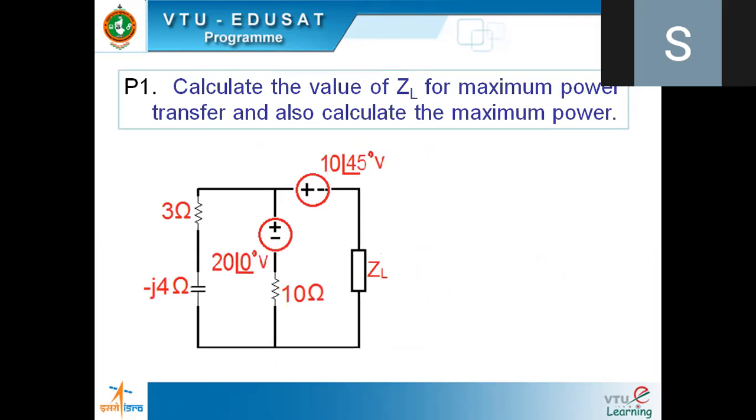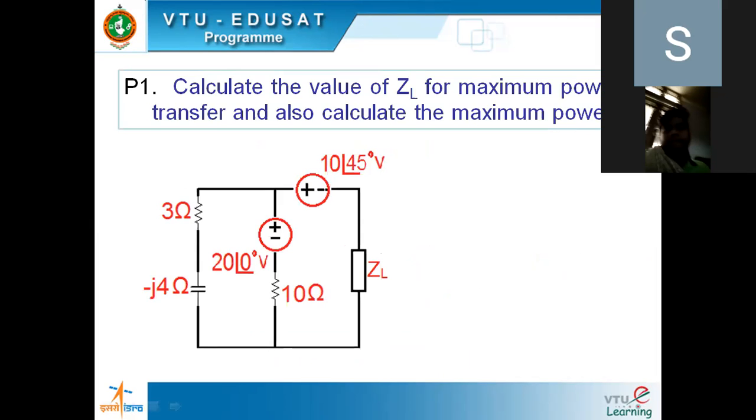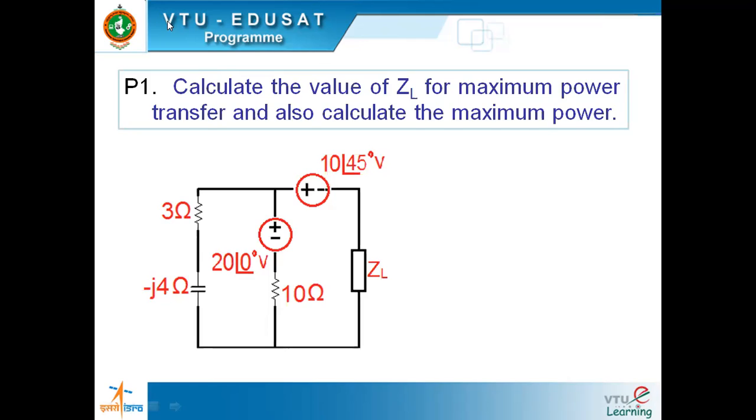Calculate the value of ZL for maximum power transfer and also calculate the maximum power. This is how the questions would be. See here, you have to calculate the value of ZL for which there will be maximum power transfer, and after you obtain that condition, also find out the maximum power.